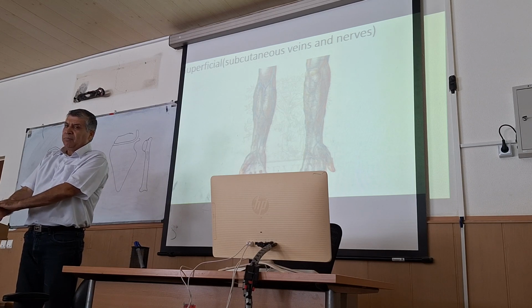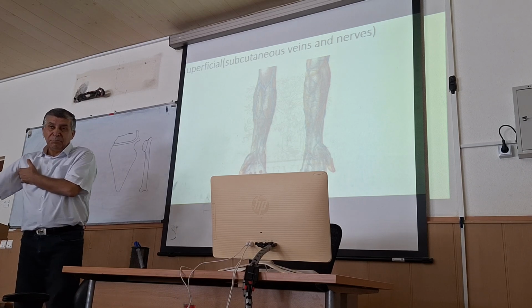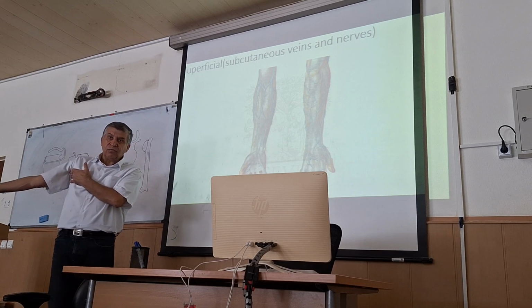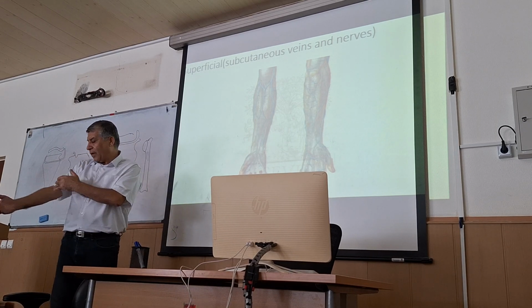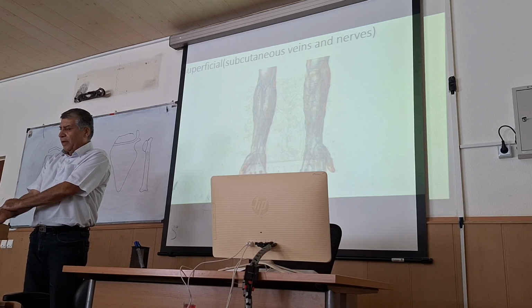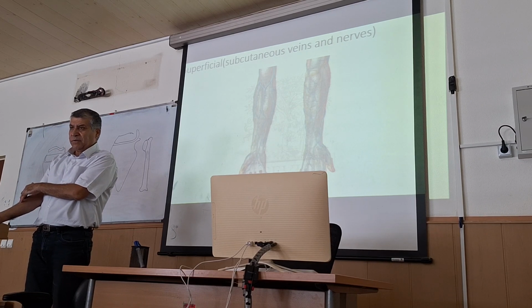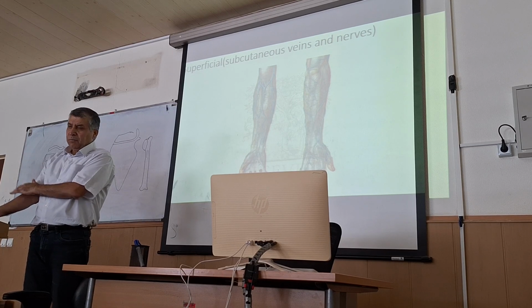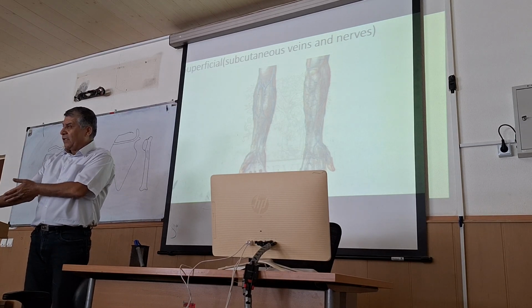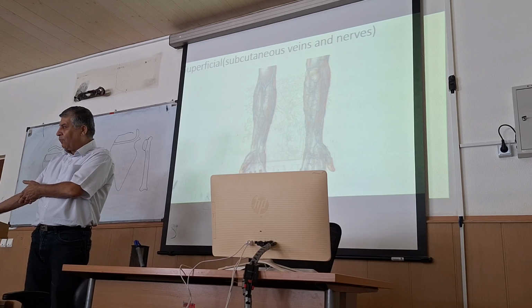Medial cutaneous nerve of arm. The lateral half of the forearm is innervated by the lateral cutaneous nerve of forearm, which is a continuation of the musculocutaneous nerve. The medial side is innervated by the medial cutaneous nerve of forearm.